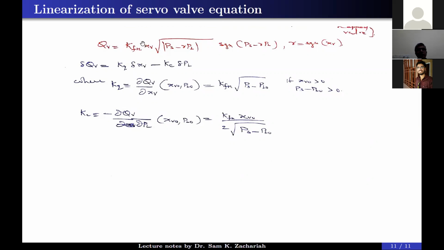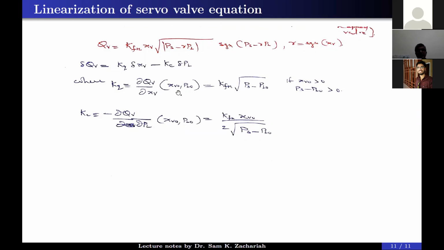So KFN into N of YV, I removed. Assume that critical lapping means YV is equal to XV. So KFN into XV into the square root of PS minus gamma P. Here you see that there is a square root nonlinearity, so you cannot simply approximate it by a linear equation. It requires linearization through partial derivatives.